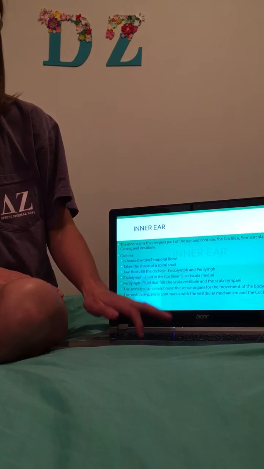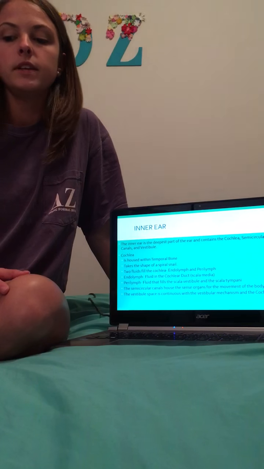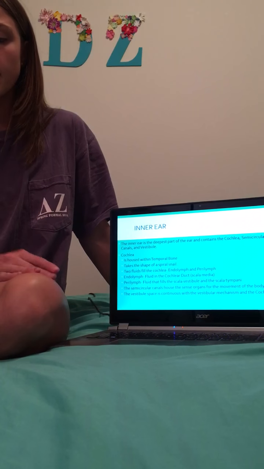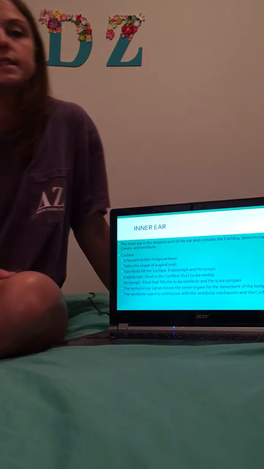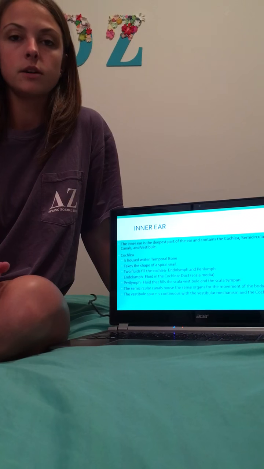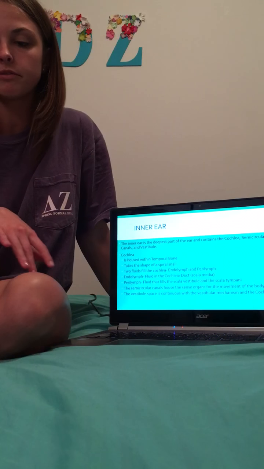The inner ear is the deepest part of the ear and contains the cochlea, the semicircular canals, and the vestibule. The cochlea is housed within the temporal bone, has a spiral snail shape, and has fluids such as endolymph and perilymph.